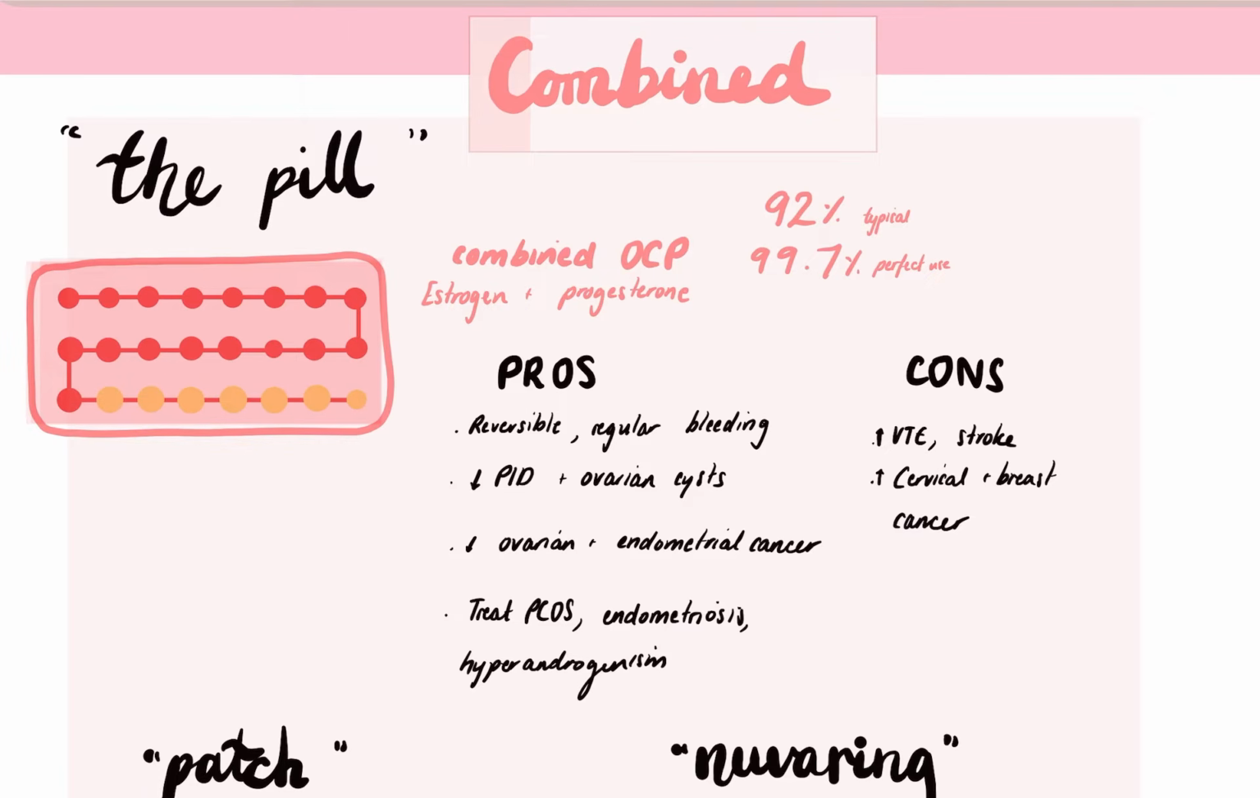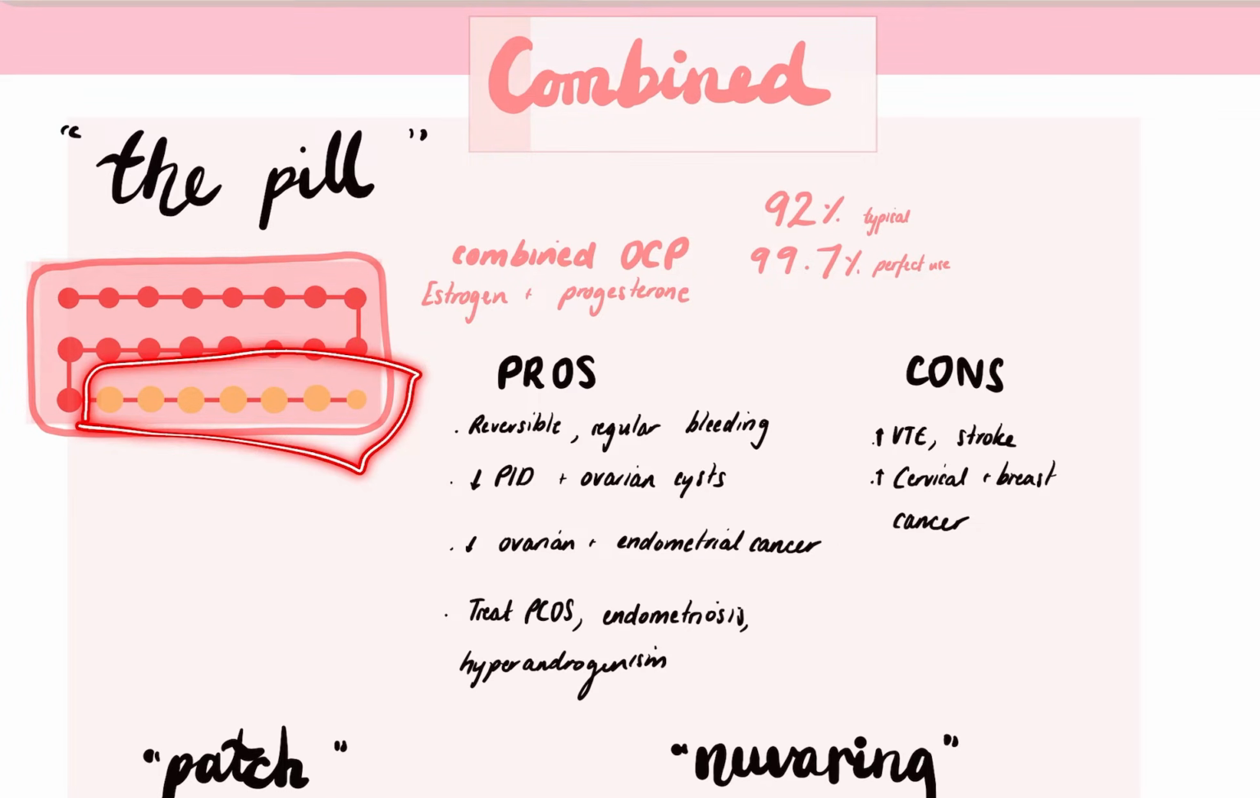Okay. Now, the pros of the pill is that it can be used for reversible contraception. And it also allows you to have regular bleeding, because what happens is that you get a certain number of sugar pills where your uterus sheds its lining because it's not receiving that estrogen and progesterone.